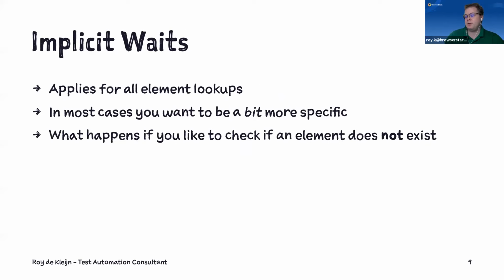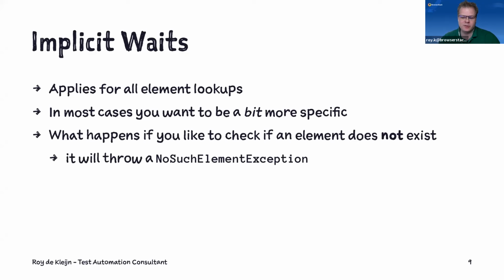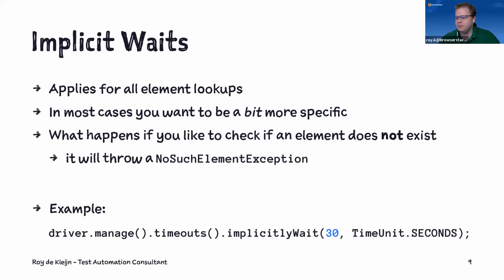And imagine if you implement an implicit wait, what will happen if you like to check if an element does not exist. If you implement an implicit wait, it will throw you an exception, a no such element exception, and that is not really helpful for your test automation. This is how the Selenium WebDriver implicit wait looks like. It takes two arguments, the first argument is a number, and the second argument is the time unit. So this will wait at maximum 30 seconds for every element lookup. And this is probably not what you want.